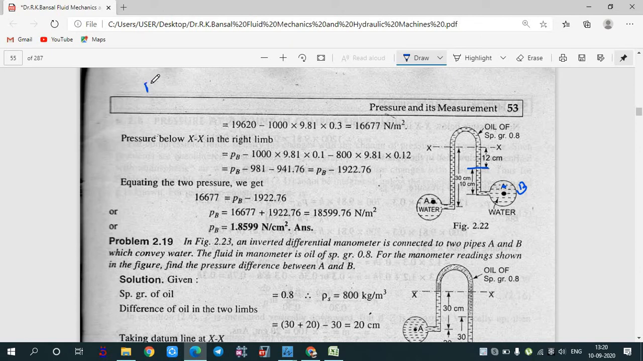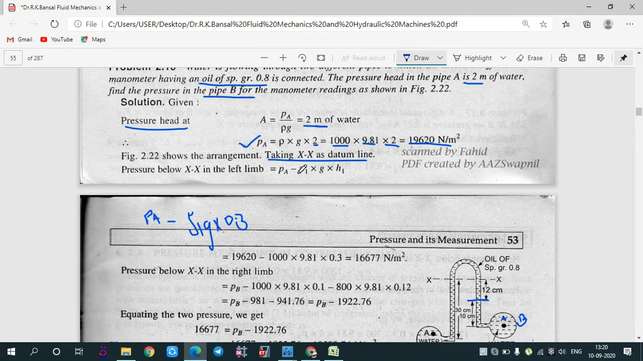First we will need to consider pressure at A, okay. Since it is going upward, we will have to take it negative. Then we will take rho 1 into G into H. H is nothing but your 30 centimeter. In terms of meter, it will be 0.3. Okay, so this is the value in the left limb. As you can see, it is written over here PA minus rho 1 G H1, okay. In place of H1 we will write 0.3, okay.